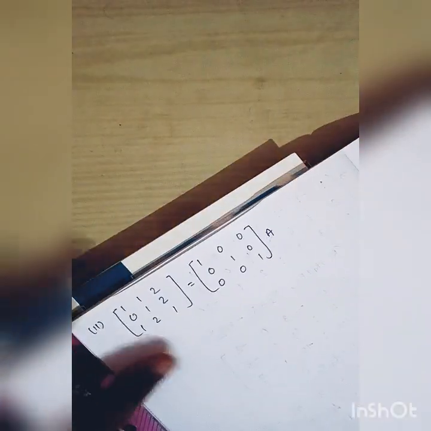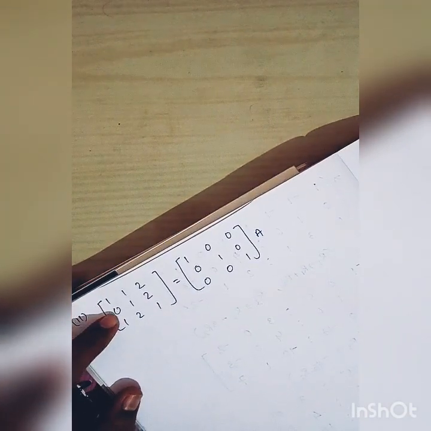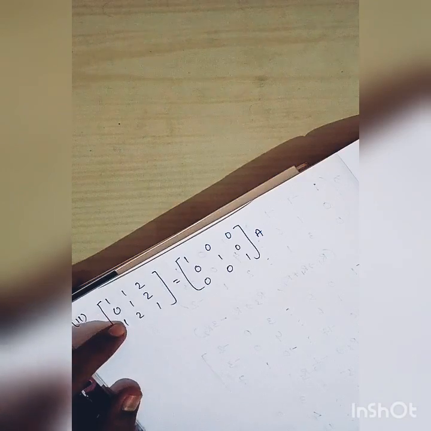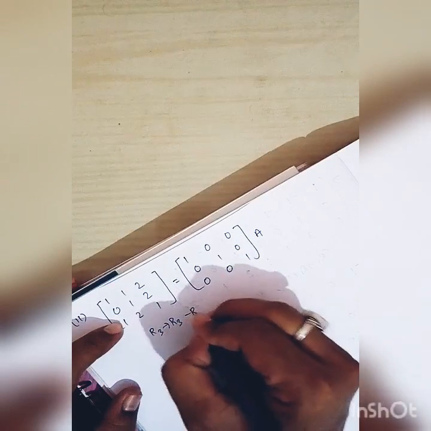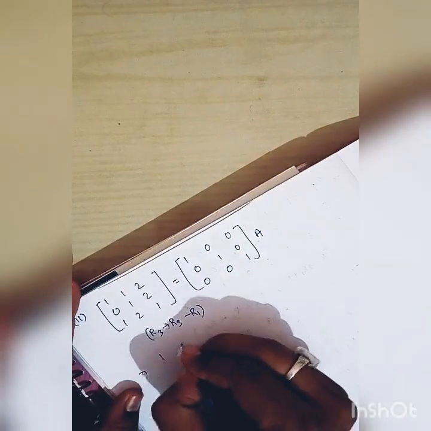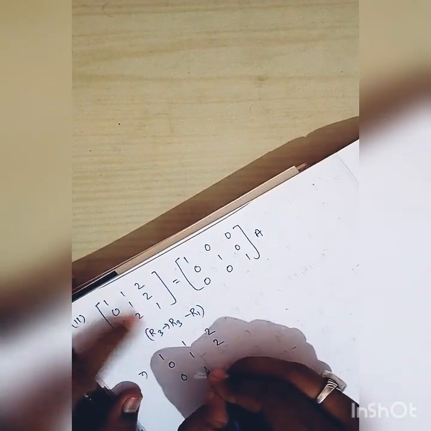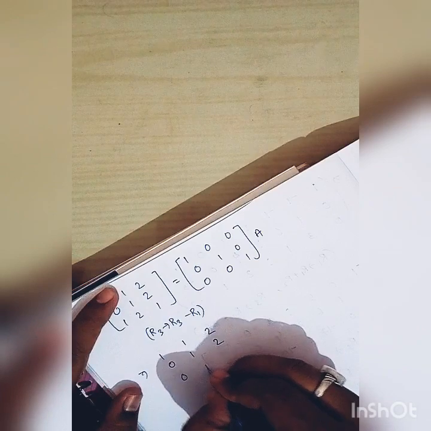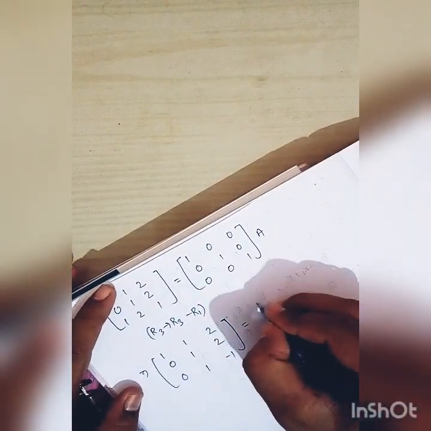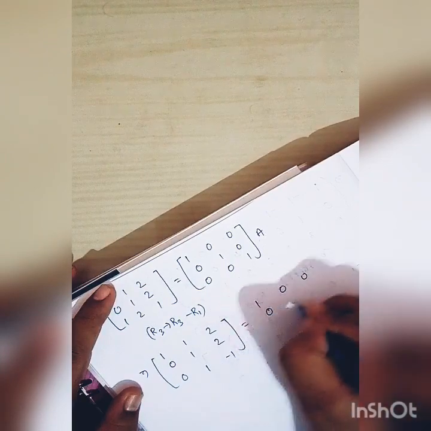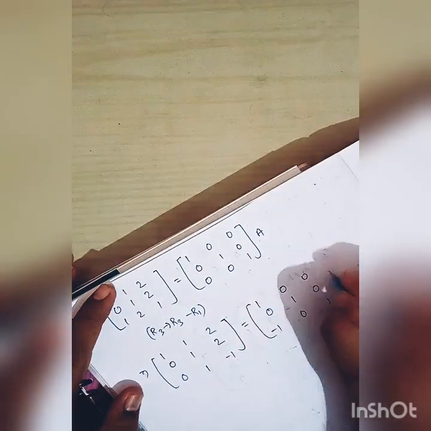First we have to reduce this element to 1. Already it is 1, so nothing to do for the first step. Now I have to reduce this to 0. Already it is 0. Now this 1 to 0 using this one. So you can write row 3 is replaced by row 3 minus row 1. So 1 1 2, 0 1 2, 0, this is 1 minus 1 0, 2 minus 1 1, 1 minus 2 minus 1, equal to 1 0 0, 0 1 0, minus 1 0 1.